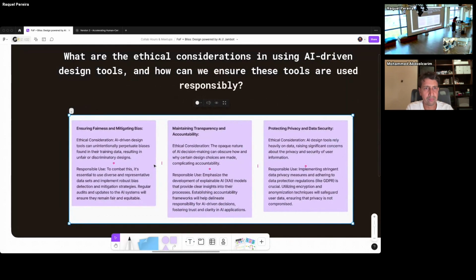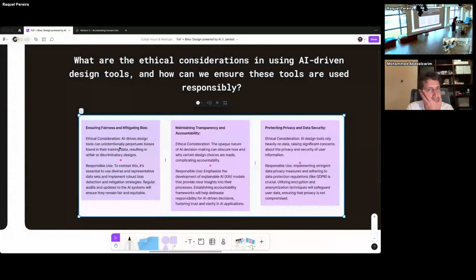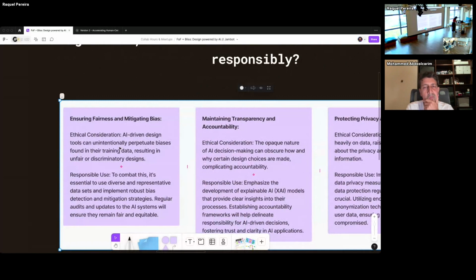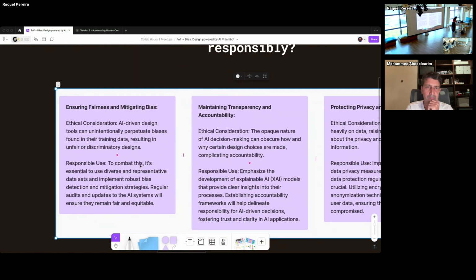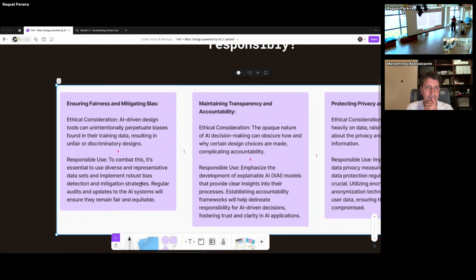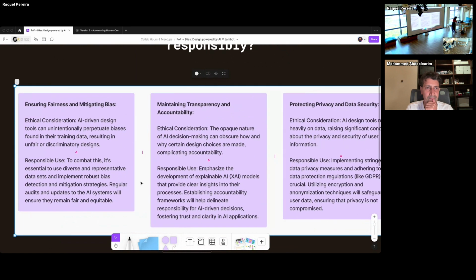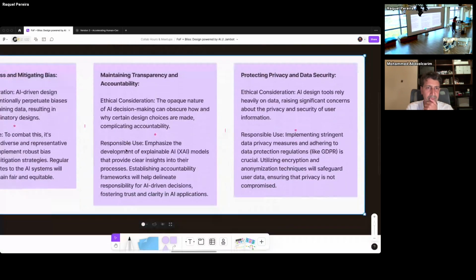And basically what it said is that we have to ensure fairness and mitigate bias. So basically, the responsible use to combat this, it's essential to use diverse and representative data sets and implement robust bias detection. So I think this is still a topic, in my humble opinion, that needs a lot of work, because even though the data from these tools might seem equal, for us humans, it's not, due to social constructions that we have. Then it said that we should maintain transparency and accountability.